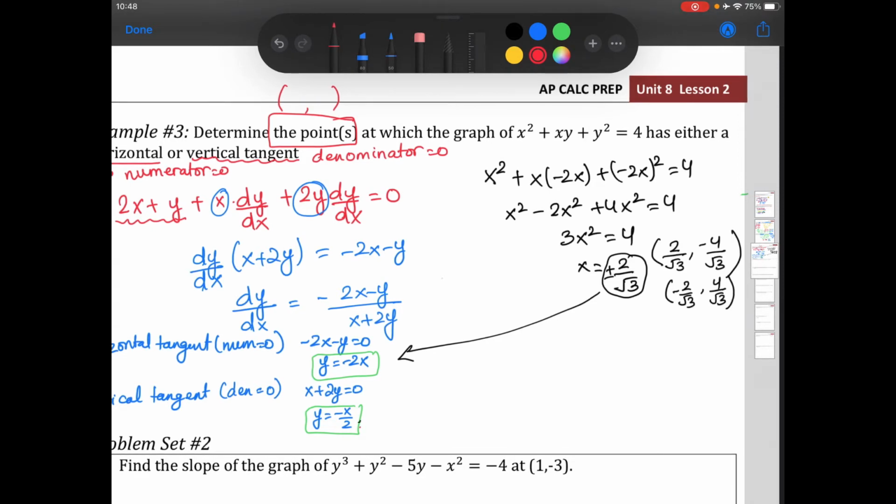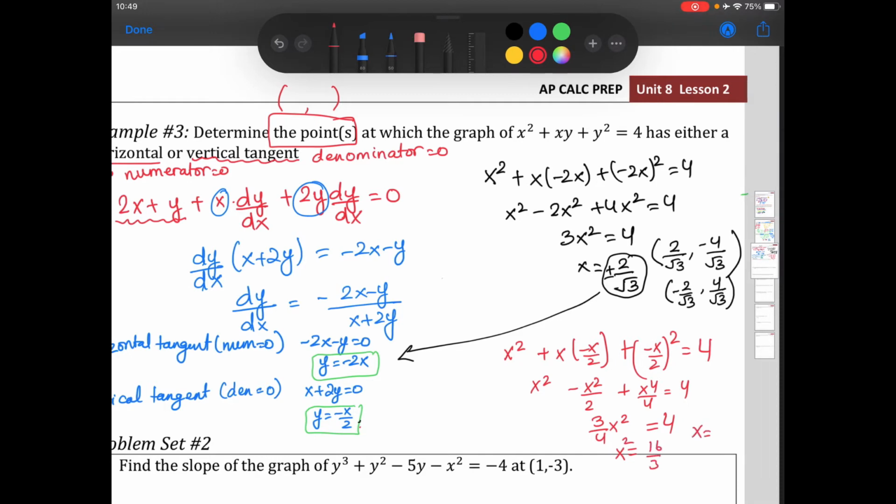Now I'm going to take this value of y and substitute into the equation. So I get x squared plus x times negative x over 2, plus negative x over 2 squared. And you can simplify this, right? If we simplify it, I get x squared minus x squared over 2 plus x squared over 4, multiplied by 4 on both sides. And what am I left with? 3 over 4 x squared equals 4. So if I solve for x, x squared is 16 over 3.